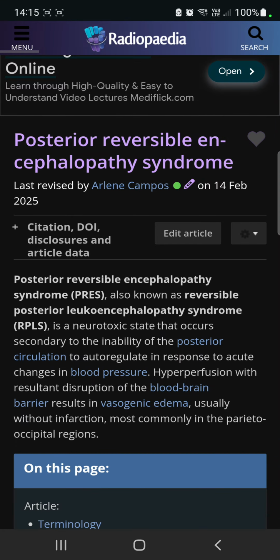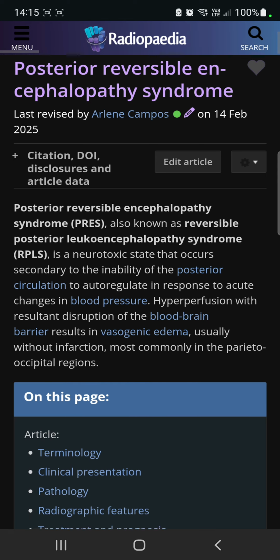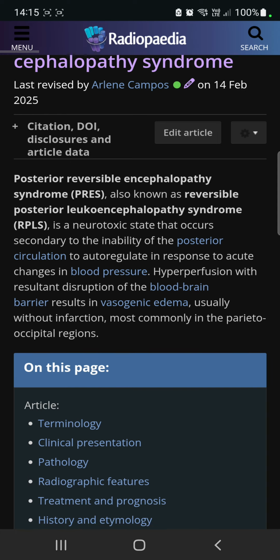Okay, so now I want to talk about posterior reversible encephalopathy syndrome, also abbreviated as PRES. Now, PRES is, let's call it, an autoregulation disorder that can be caused by a disruption of the blood-brain barrier, which causes vasogenic edema. Note that it's a vasogenic edema and not like in CVA, not like infarct that usually cause cytotoxic edema. Here is a vasogenic edema based on disruption of the blood-brain barrier, based on disruption of autoregulation, usually or most commonly caused by acute hypertension.